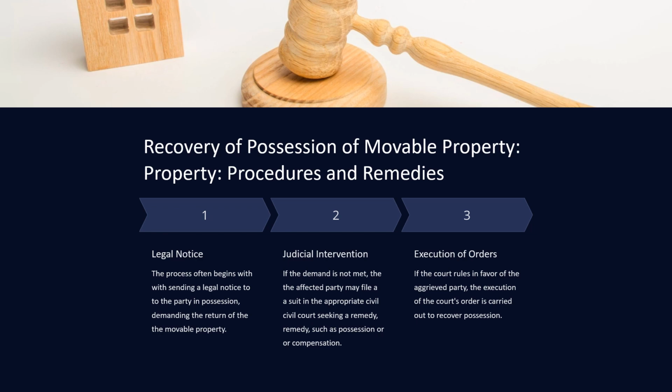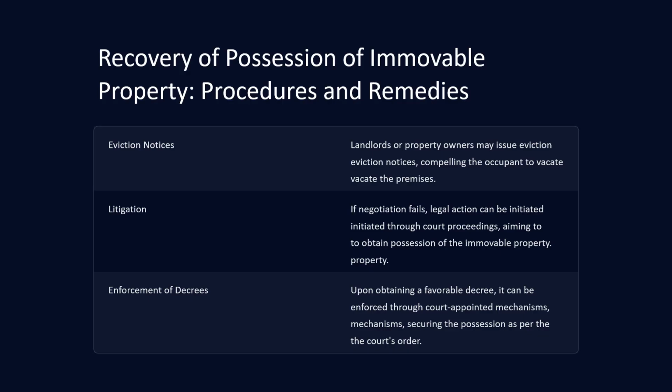Recovery of possession of movable property. Procedures and remedies. 1. Legal notice. The process often begins with sending a legal notice to the party in possession demanding the return of the movable property. 2. Judicial intervention. If the demand is not met, the affected party may file a suit in the appropriate civil court seeking a remedy such as possession or compensation. 3. Execution of orders. If the court rules in favor of the aggrieved party, the execution of the court order is carried out to recover possession.